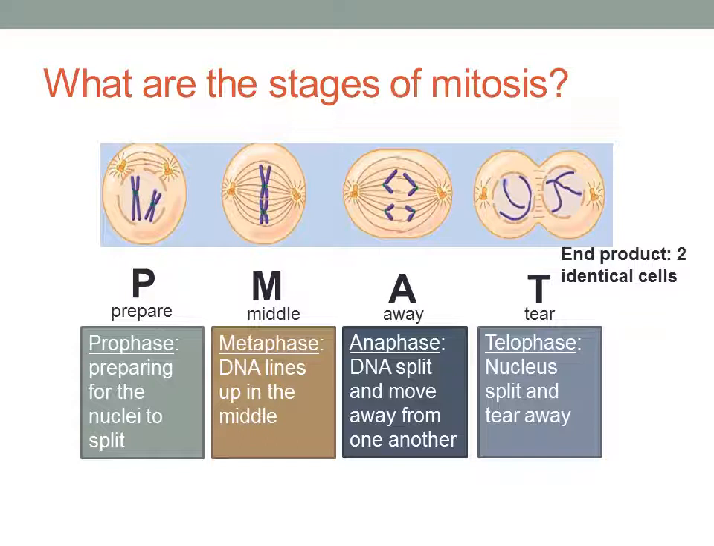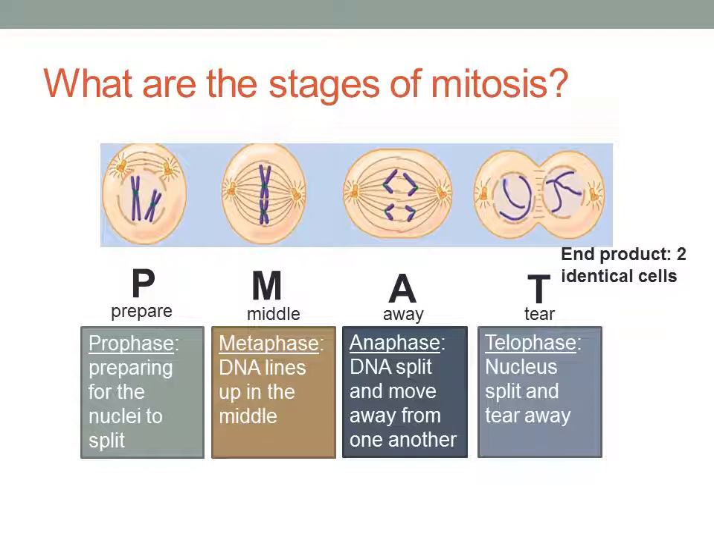What are the stages of mitosis? One easy way to remember this would be PMAT. P stands for prophase, which you see on the left. Prophase is when the cell is preparing for the nuclei to split. So you see the nucleus membrane breaking down. You see the chromosomes condensing a little bit more. This is all in preparation for the nuclei to split. P for prepare and also for prophase.